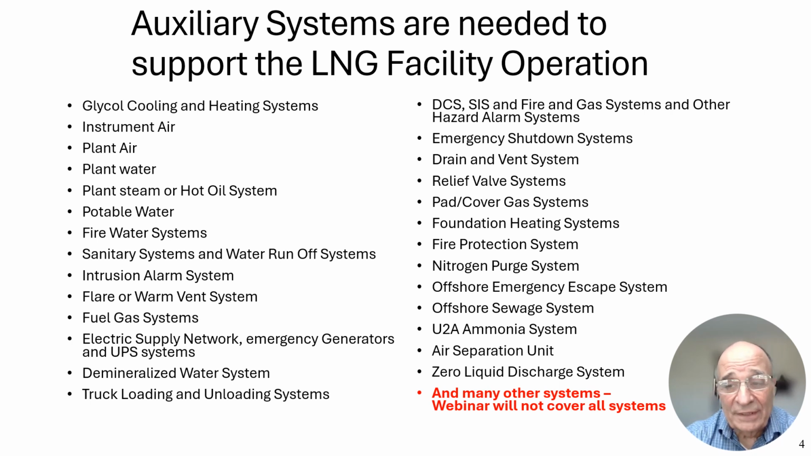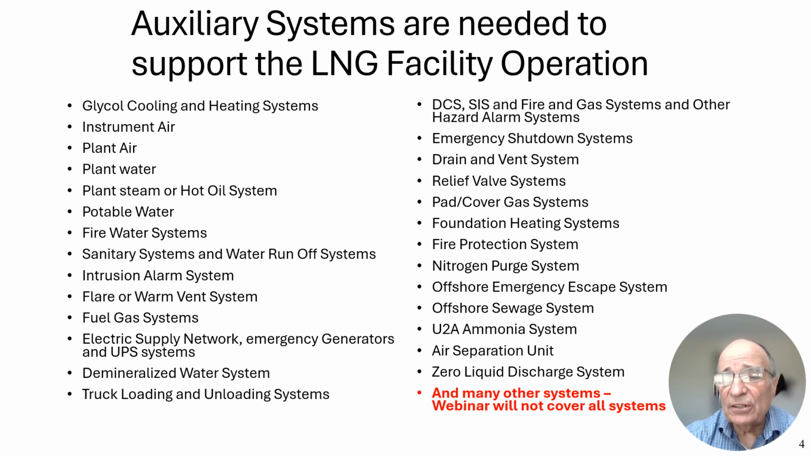If you have an amine system or a boiler system, a high pressure boiler system, you certainly want to have demineralized water available. You can either truck it in or have your own demineralized water system. Truck loading and unloading facilities for not only consumables in the plant, but you may want to truck out or truck in LNG itself. DCS, SIS, and firing gas systems.